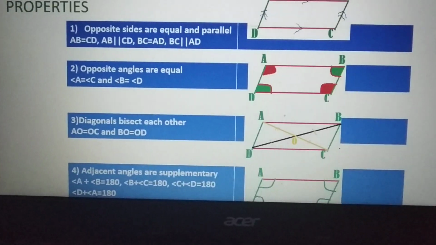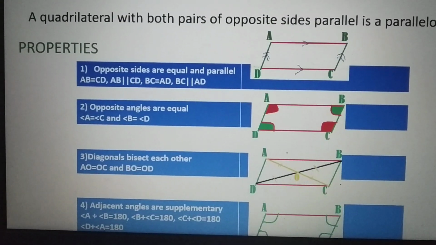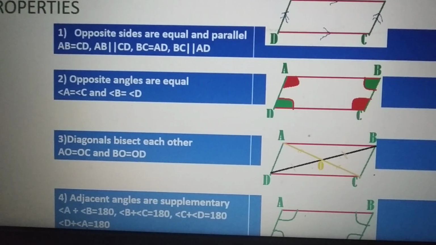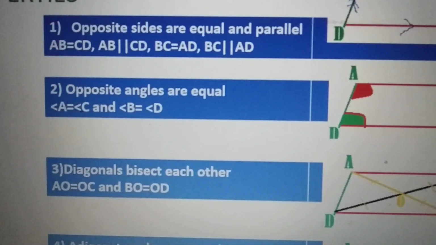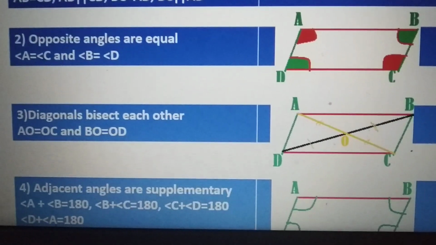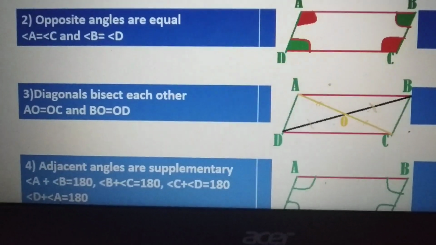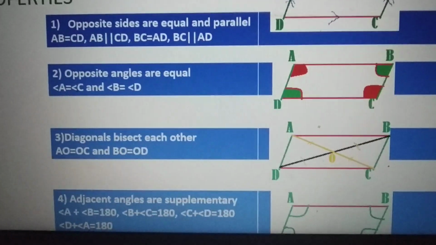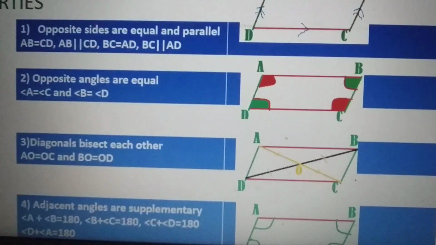So these are all the most important properties of parallelogram. Let me recapitulate. First property is opposite sides are equal and parallel. Second property, opposite angles are equal. Third property, diagonals bisect each other. And the fourth one is adjacent angles are supplementary. So you have to remember all these four properties.